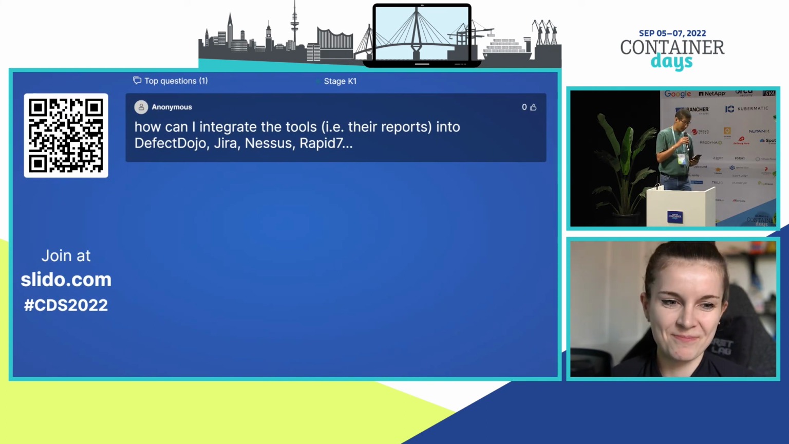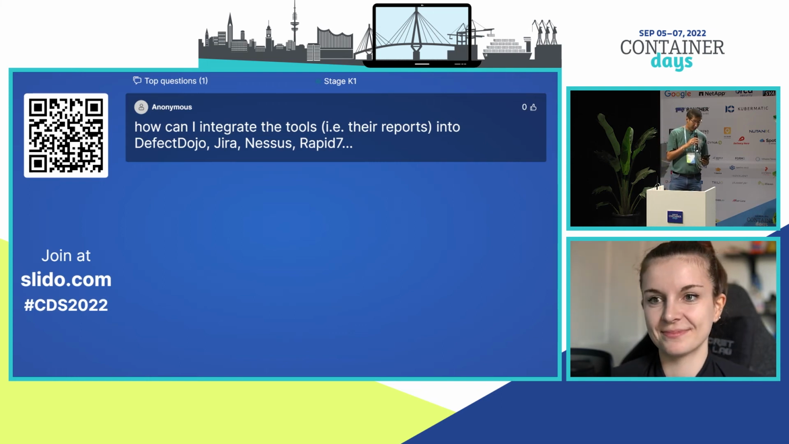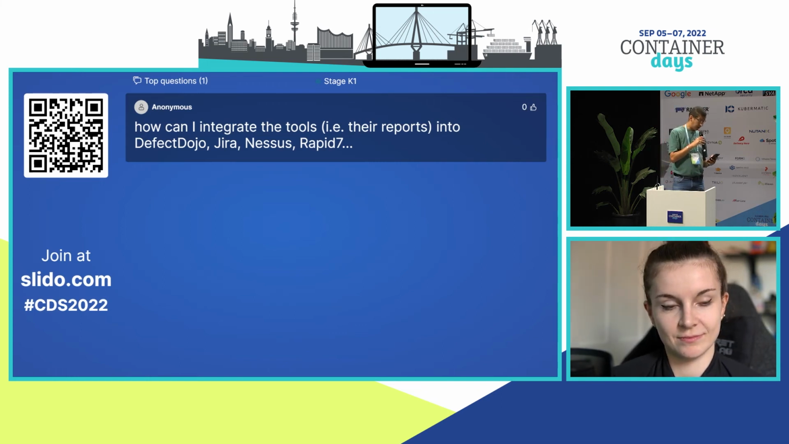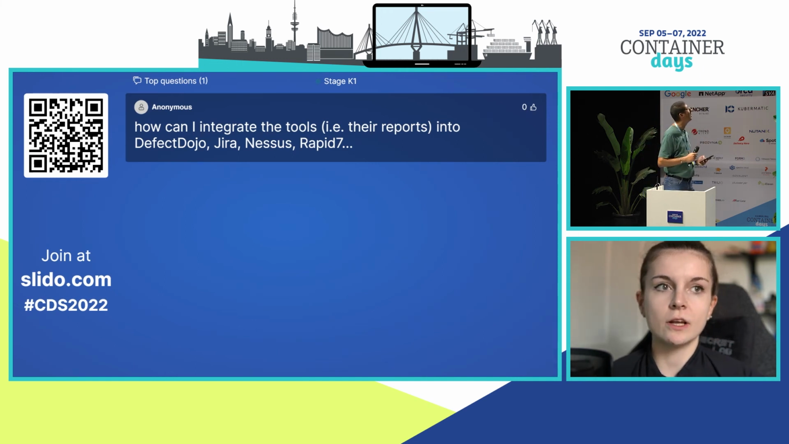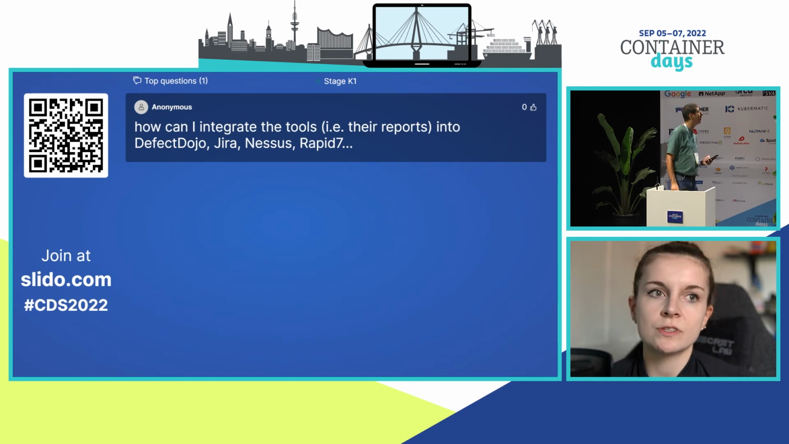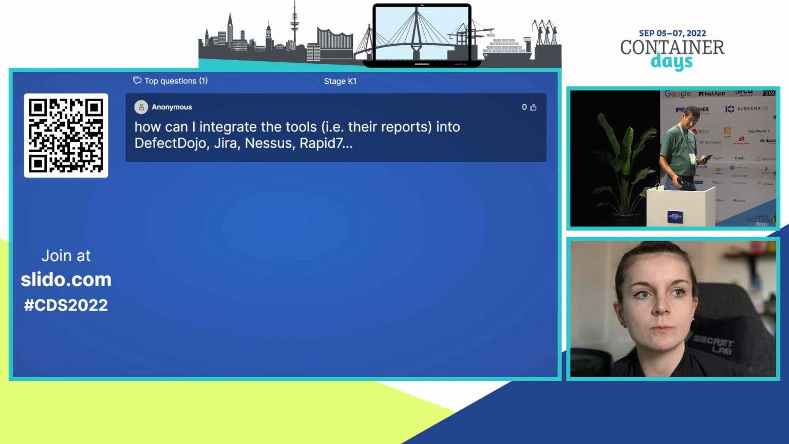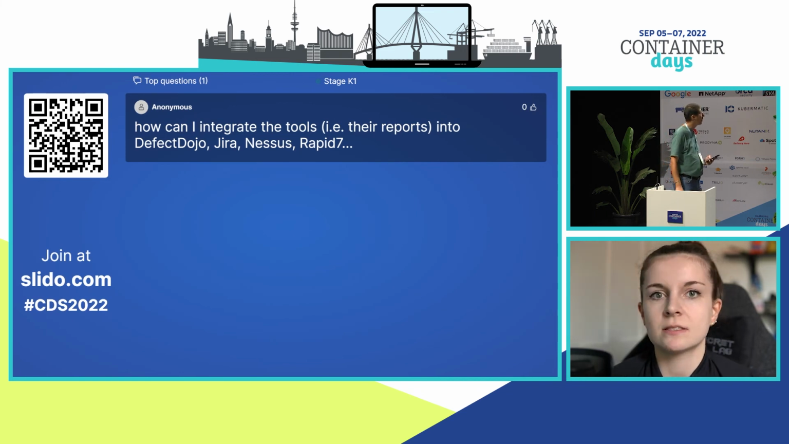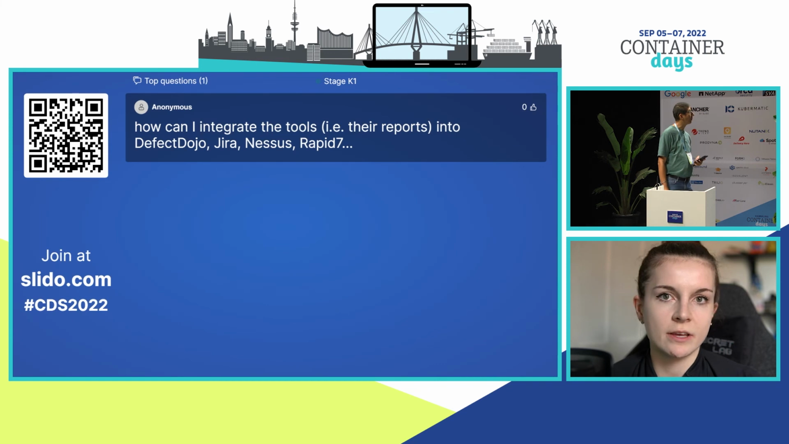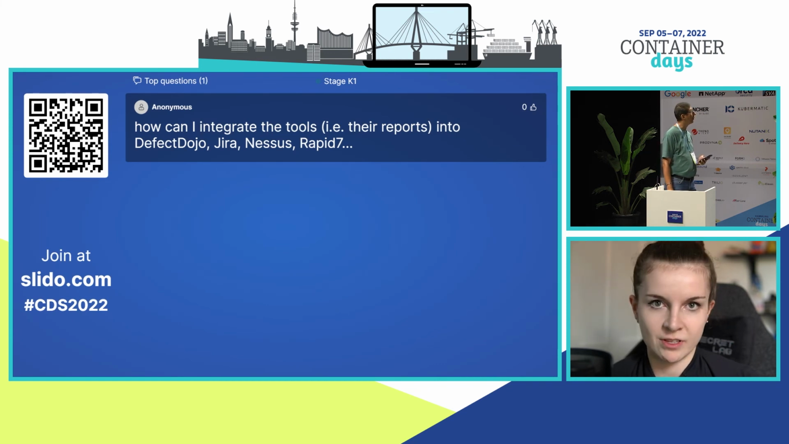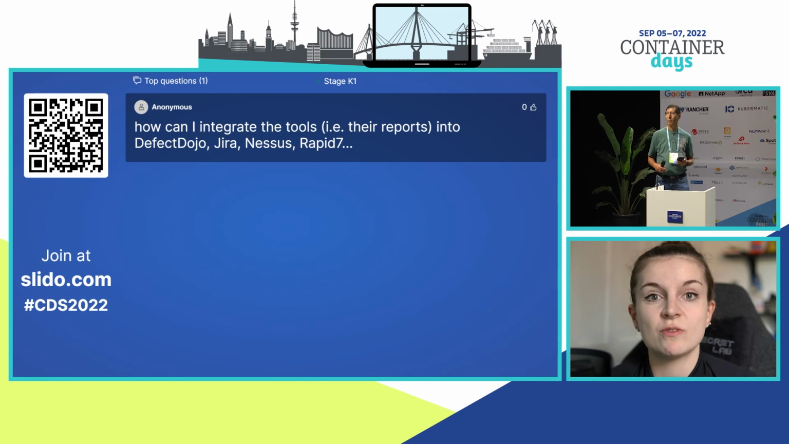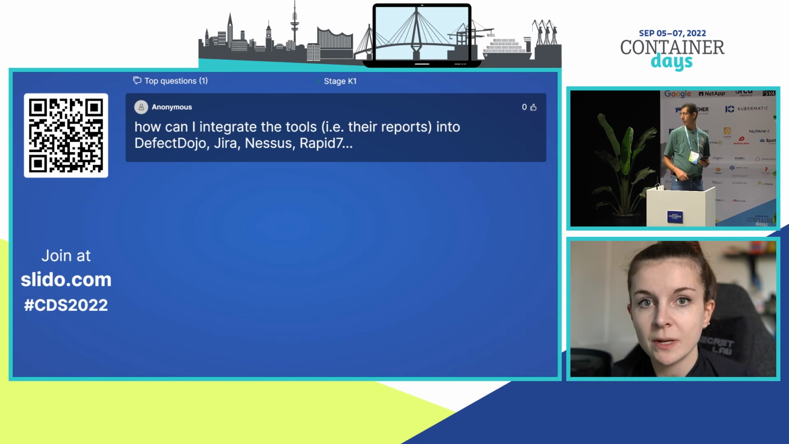Thank you so much. We have one question: how can I integrate the tools' reports into DefectDojo, Jira, Nessus, Rapid7, and so on? There are lots of different integrations. For instance, with Trivy, you can use a tool that we have built called Postee that sends notifications to Slack, to Jira, to any notification site or tool where you want to see the notifications. Now, if a security scanner such as Trivy is integrated into your CI/CD pipeline, then you will see the reports also within your CI/CD pipeline.